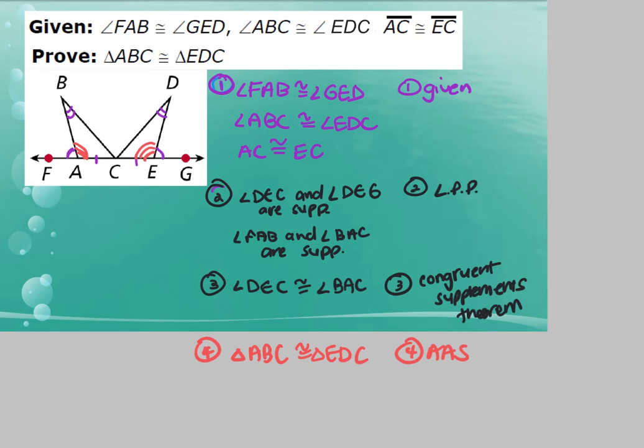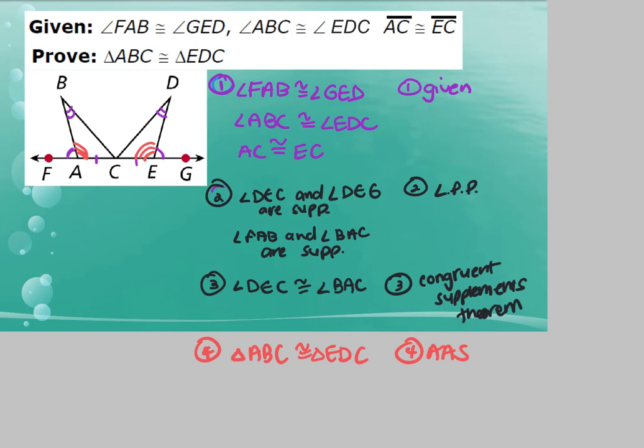Like you have to get it to be one of those 5. And then usually you can start to narrow stuff down. There's no right angle in this proof, so I know I can eliminate hypotenuse leg. I only know one pair of sides, so I can eliminate side angle side or side side side. So hopefully that helps you narrow it down. And then it's just going to take some practice on these proofs to get more comfortable with them.